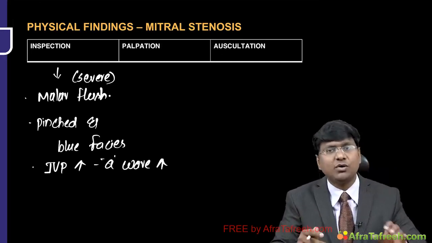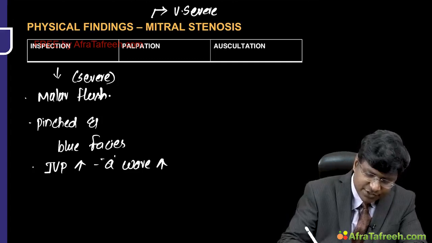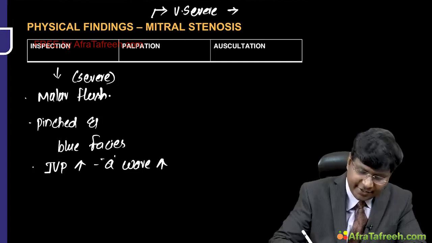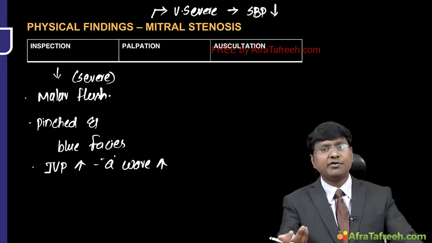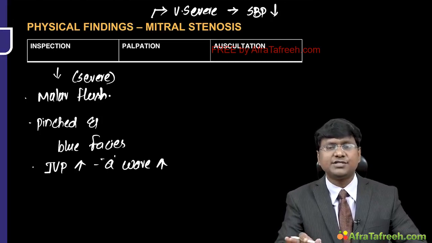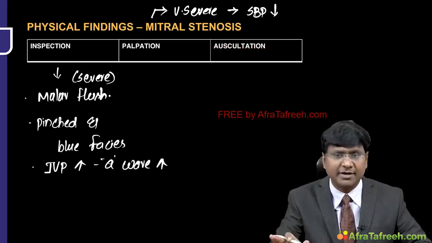And next is, how will be the blood pressure in these individuals? For example, in case of very severe mitral stenosis, the cardiac output is significantly reduced, so the systolic blood pressure will be reduced. Whereas in case of progressive mitral stenosis or severe mitral stenosis, where the cardiac output is being maintained normal, the systolic blood pressure will remain normal.